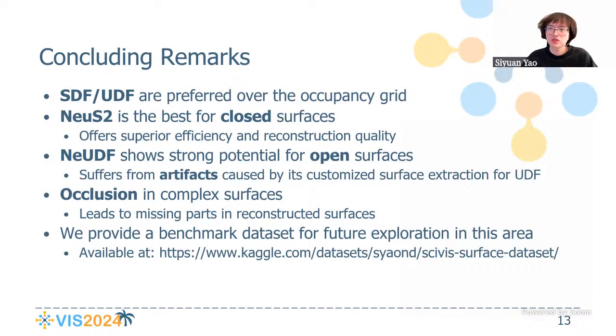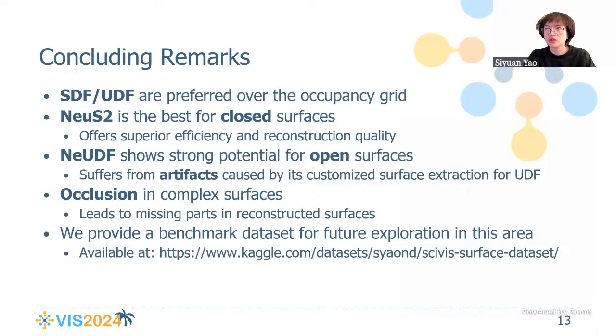Open surfaces are not necessarily more complex, but reconstructing surfaces, so extracting a surface from unsigned distance fields, would be more complex than extracting a surface from an SDF. Basically, because there's no difference between inside and outside, it makes it hard to detect whether the surface is present.